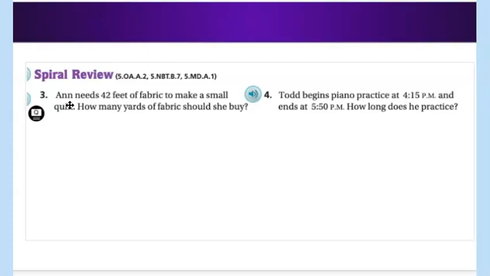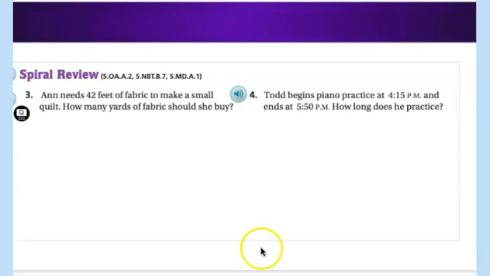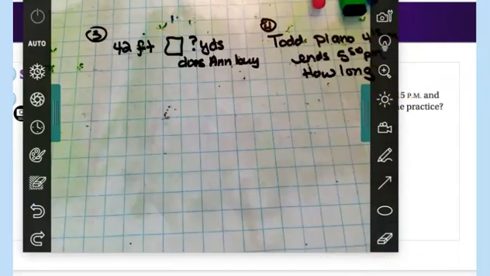Anne needs 42 feet of fabric to make a small quilt. How many yards of fabric should she buy? And number 4, Todd begins piano practice at 4:15 p.m. and ends at 5:50. How long does he practice for? So think about the strategies you use for those. Hopefully you worked out these problems, so let's take a look ourselves.